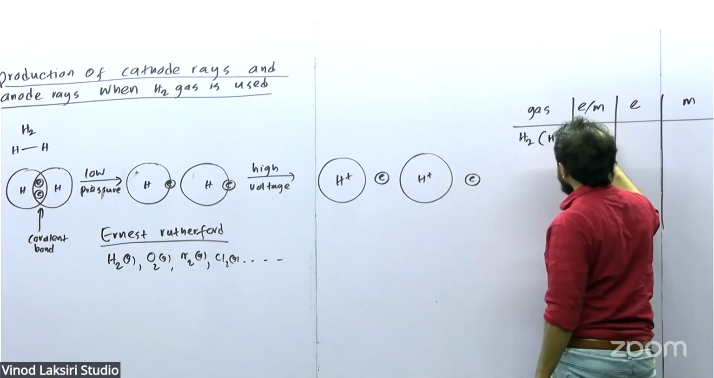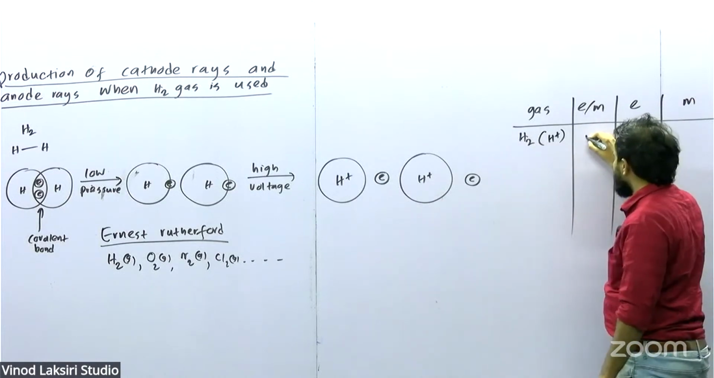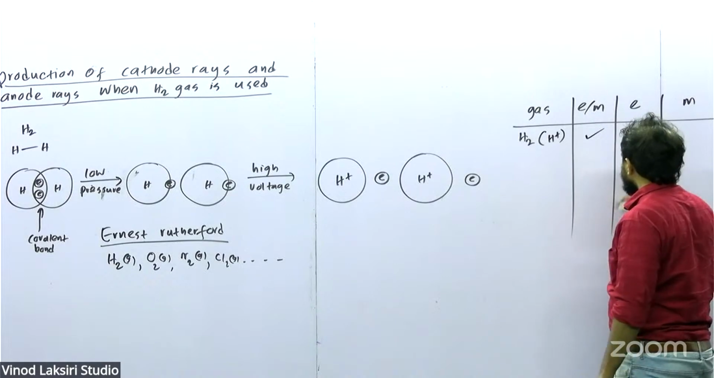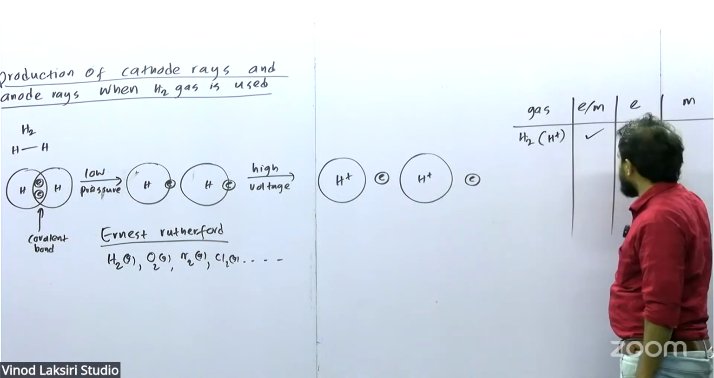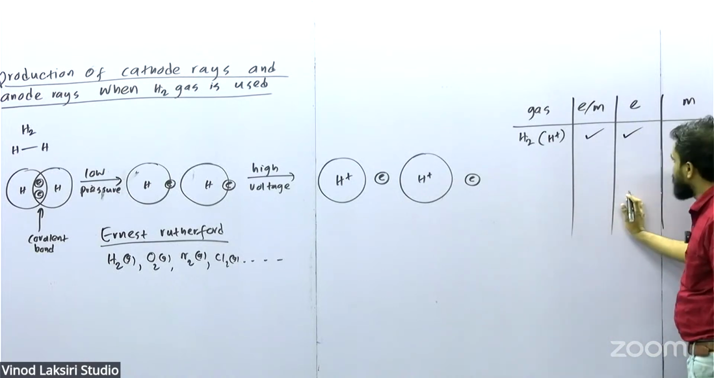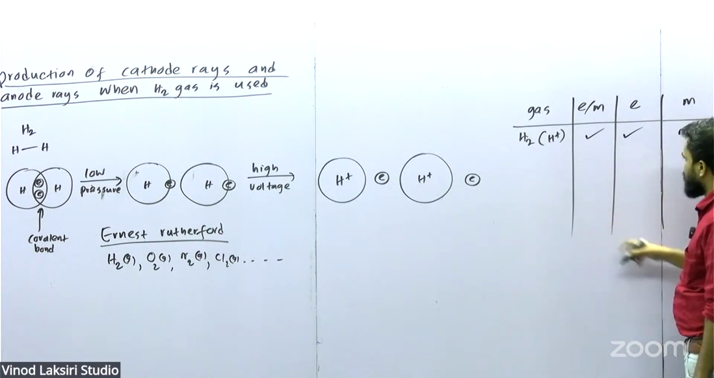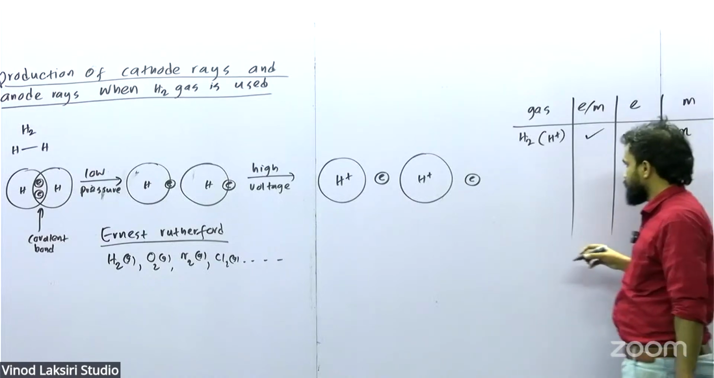Using the deflection in the magnetic field, the E divided by M value can be determined. Then using the oil drop experiment introduced by Robert Millikan, the E value can be calculated. By using these two values, the M value can be calculated. I will put it like an X. When hydrogen is used, the value is X.